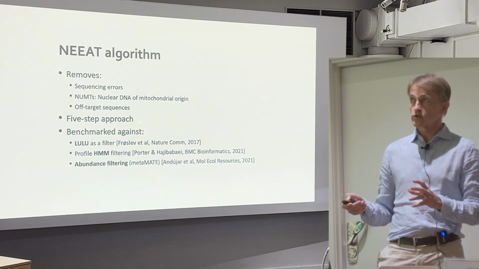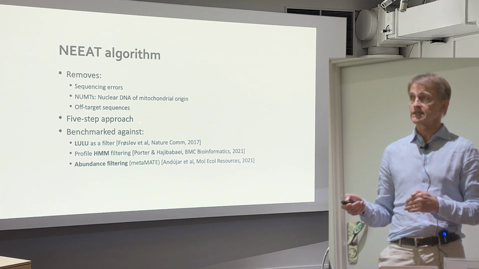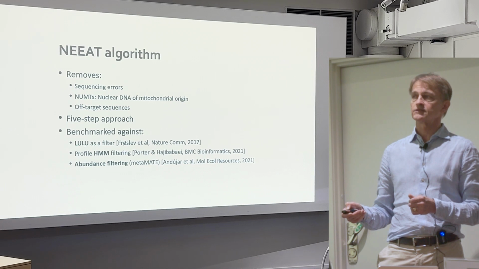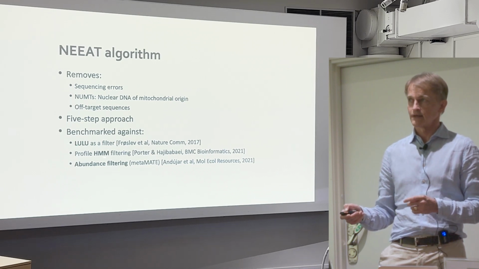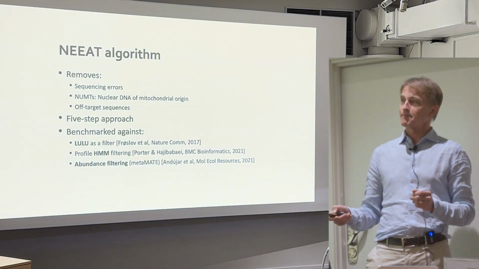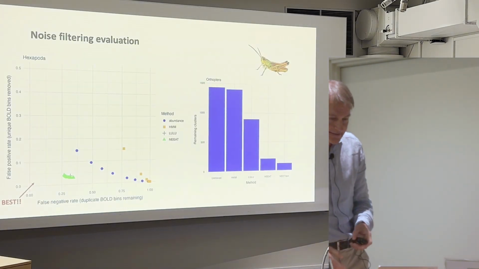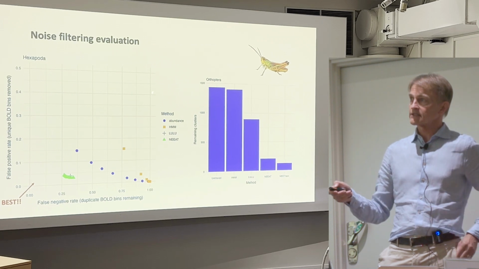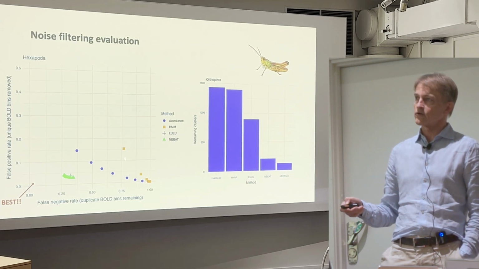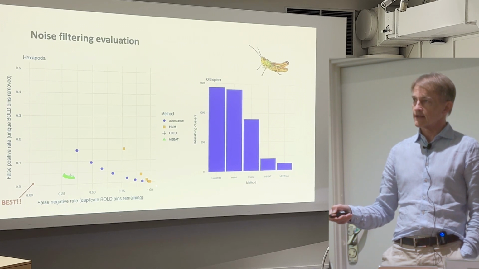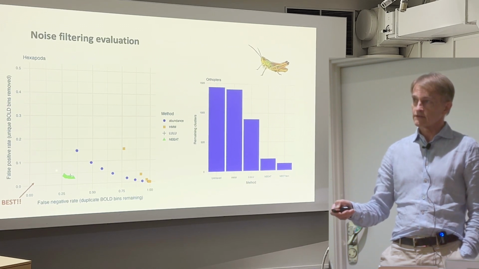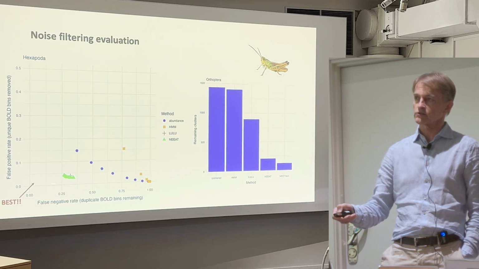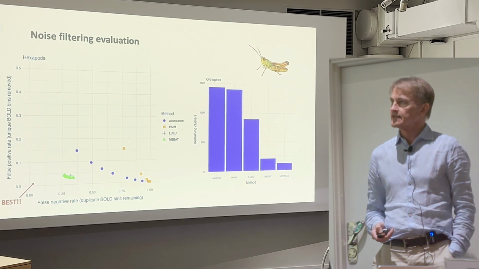So we use a 5-step approach for this, so 5 different steps in the algorithm, and then we benchmark it against 3 different methods that have been proposed in the literature: LULU, cool acronym, isn't it? HMM, and abundance filtering. And here I'm showing 2 different types of benchmarks. The first benchmark, you see the HMM method in orange here, the abundance method in blue here, our method in green, and LULU actually is doing quite well in this benchmark. You want to be as close to this corner as possible, right?